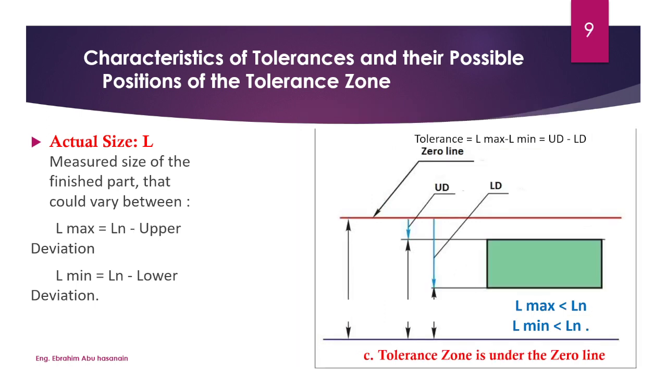Next case, when our tolerance is lower or under the zero. In this case, L max and L min will be less than L nominal: L max is nominal minus upper deviation, and L min is nominal minus lower deviation. And these are the three possible variations of tolerance position, the possible positions of the tolerance zone.